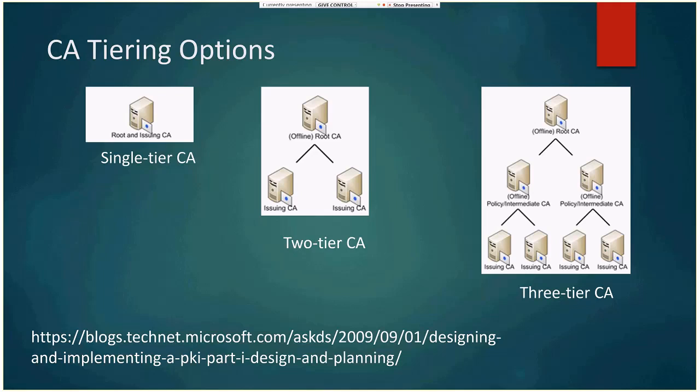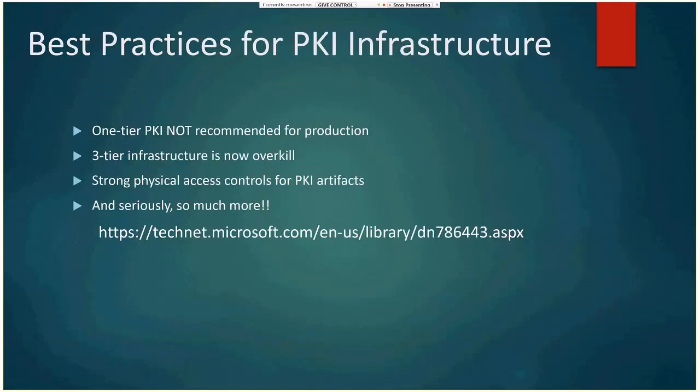It used to be that if you had a really, really large enterprise, you might want that 3-tier CA. Microsoft has really backed away from recommending the 3-tier CA. They've pretty much said it's overkill. The 2-tier CA is the recommended option for a production enterprise PKI. A single-tier CA is good for things like labs and experimenting, and this whole project started out as an experiment. So, all right, I think I went over a little bit of this already.